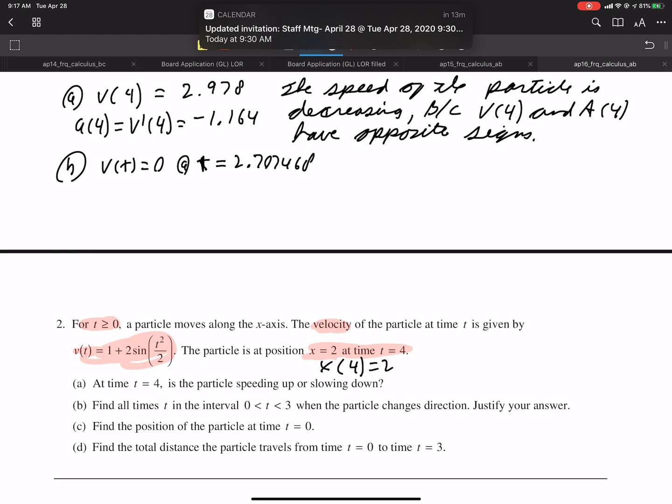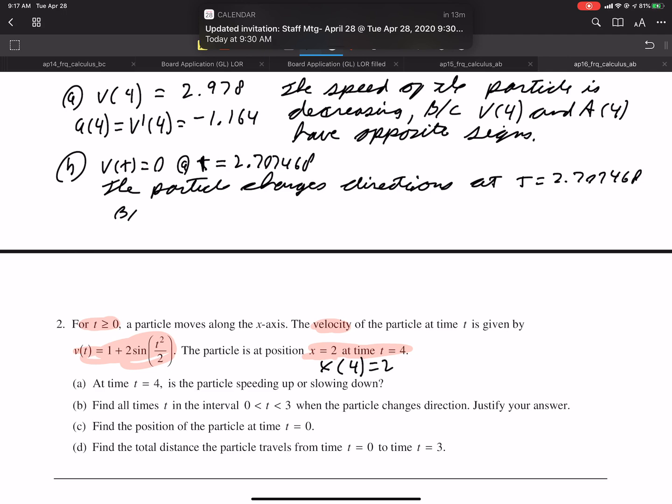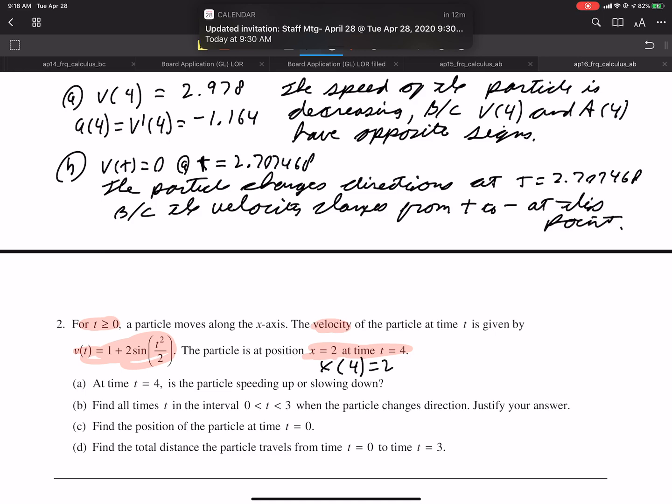So I'm going to say the particle changes directions at t equal 2.707468 because the velocity changes from positive to negative at this point. Okay, that's it for A and B.